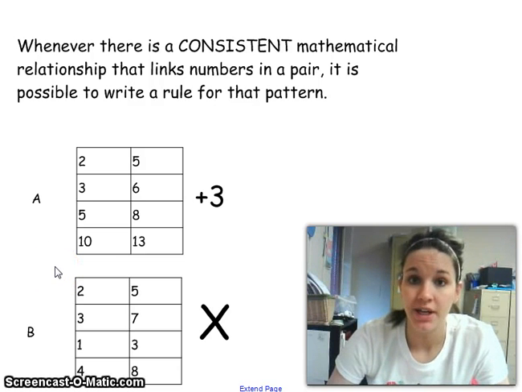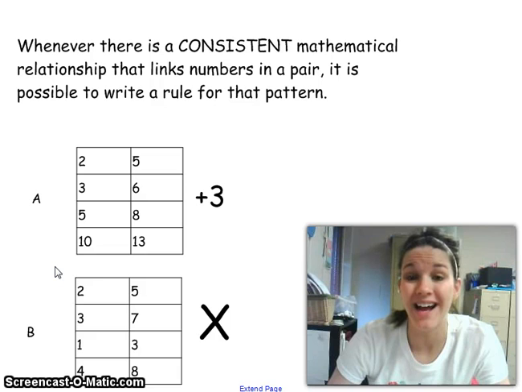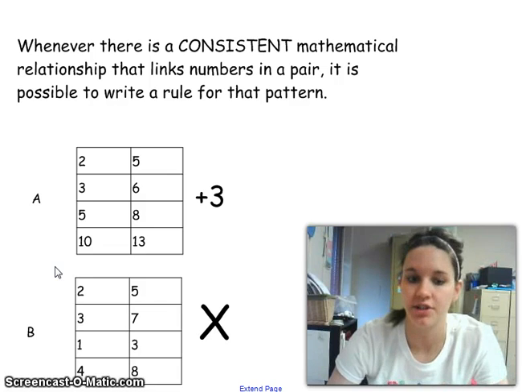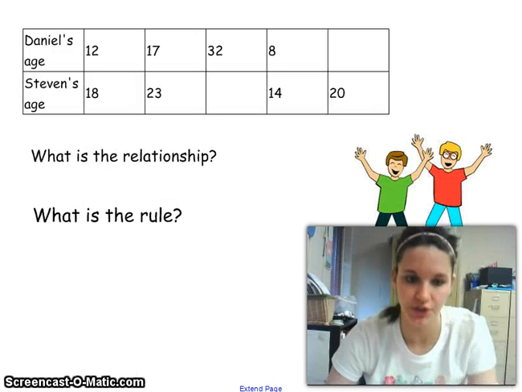So we're going to look at 3 examples. We're going to see if we can find the consistent mathematical relationship, see if we can create the rule, and then maybe even solve for some of the blanks that are in the tables. So let's look at this first one.